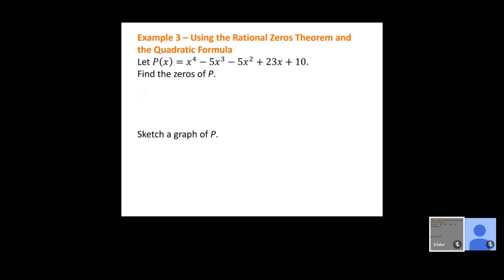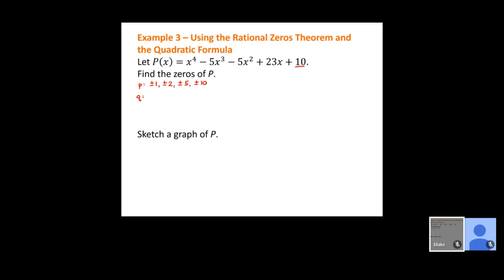And so again, my first step here is I'm going to list out all my p's and q's. Let's start with our p-values. Again, that comes from our constant term down here at the end. So we're thinking about the factors of 10. Remember, everything's going to be plus or minus. So plus or minus 1, plus or minus 2, plus or minus 5, and plus or minus 10. Because 1 times 10 is 10, 2 times 5 is 10. Those are the only factors, and we just have to put plus or minus on all of them.